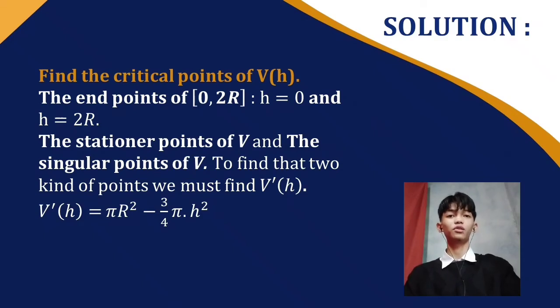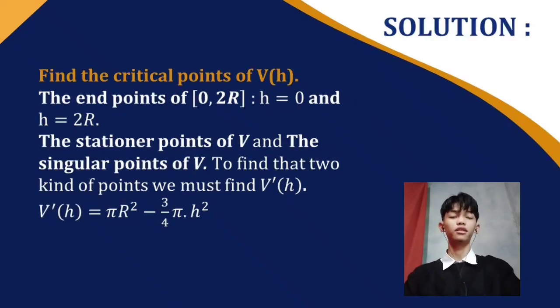Then the second step is to find the critical points of V of H. The first kind of critical points is the endpoints of the closed interval from 0 to 2 times R capitalized, and we get H equals 0 and H equals 2 times R capitalized as critical points. And then the next kind of critical points is the stationary points of V and the singular points of V.